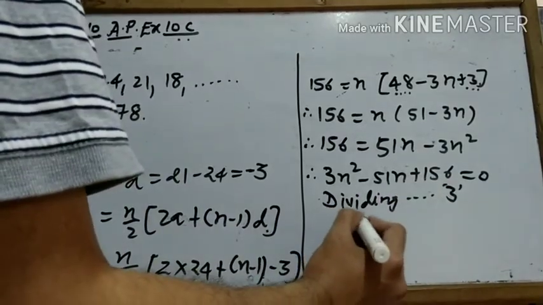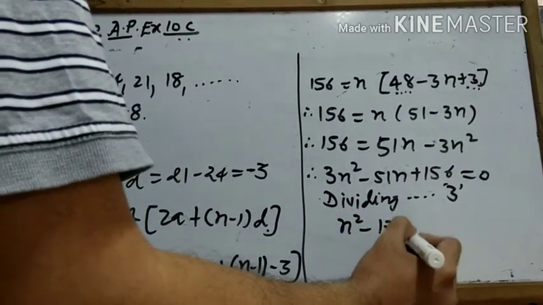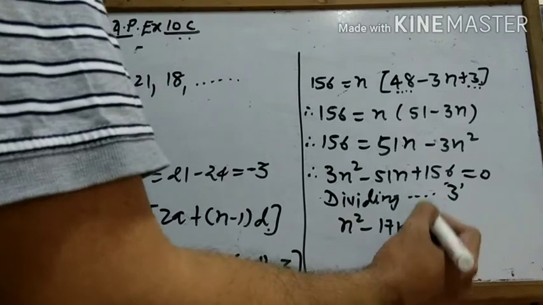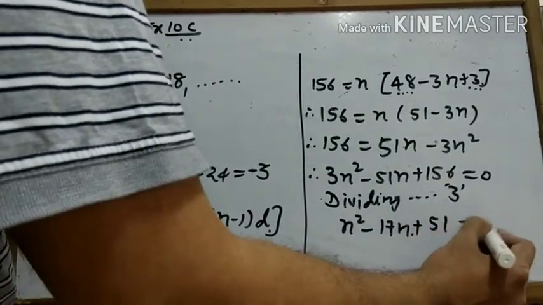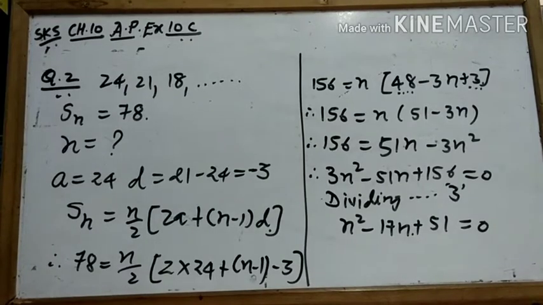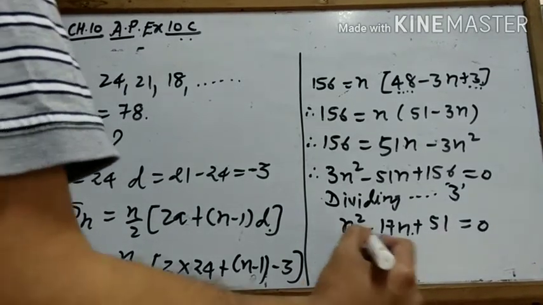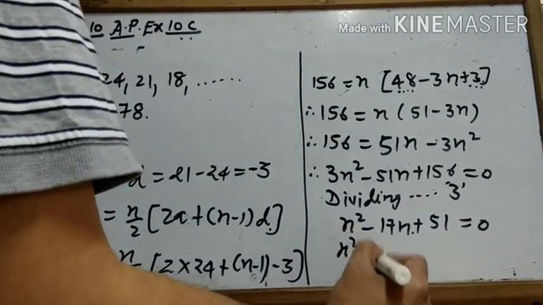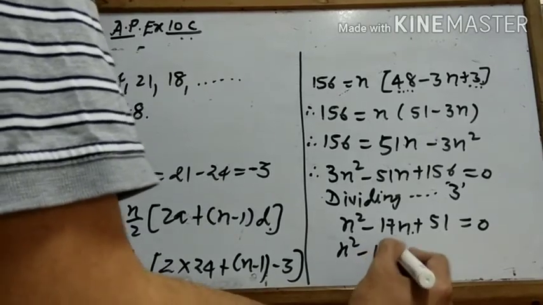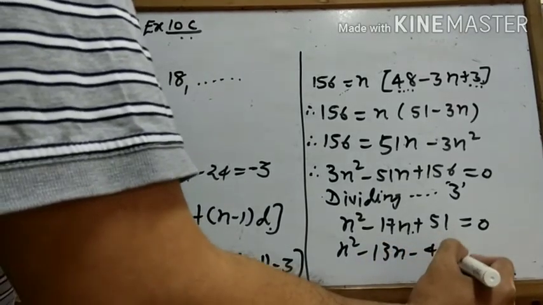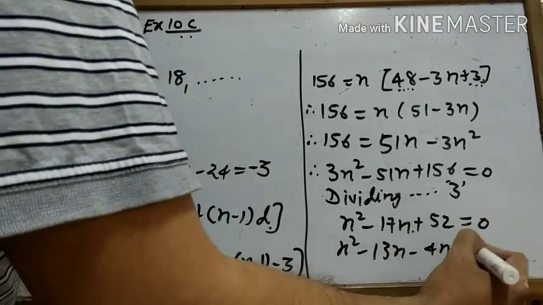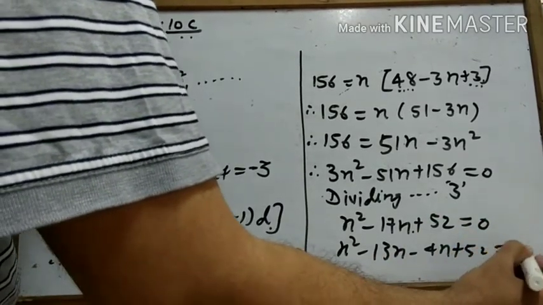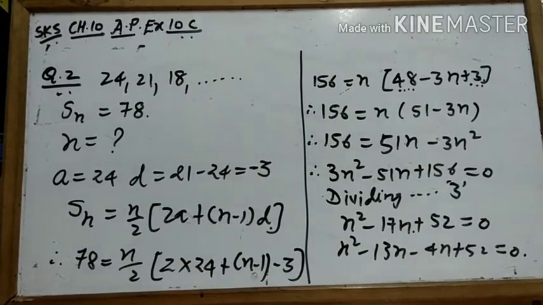you will get n square minus 17n plus 52, since 3 5s are 51 and... I made an error, it is 52. Now dear friends, here you will get to know how to split up the middle term. This will be 13n minus 4n plus 52 is equal to 0.